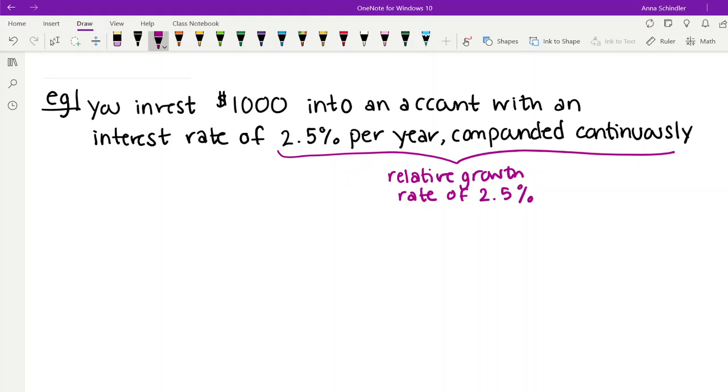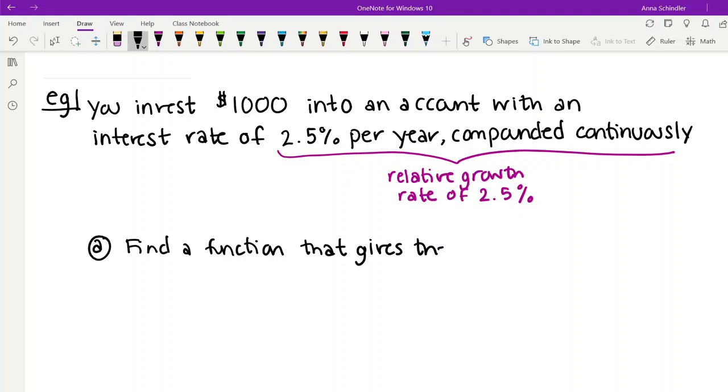So this is pretty similar to the last question, even though the context is different. We're given an initial amount, we're given a relative growth rate. Okay, so the first thing I want to do is I want to find a function that gives the amount of money in your account after t years.